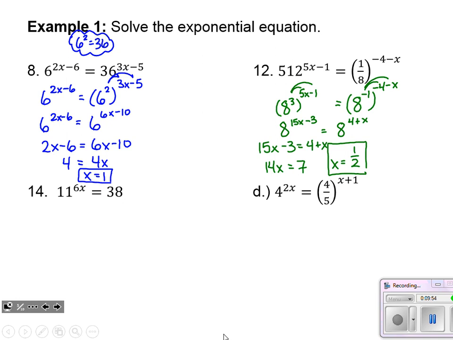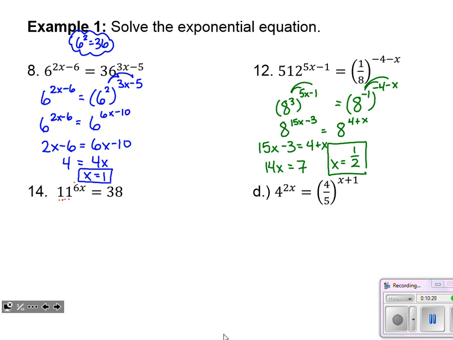For number 14, if you look at that, 11 to the 6x, there's no way I can write that 38 on the right as 11 to some power. Okay, so I cannot establish common bases. Then I look at, okay, is there only a variable on one side of the equation? And thankfully there is. So now I just need to think of, hey, the only problem is I want to get to this x right here, and it's an exponent on 11. So what would cancel out 11 to some power?